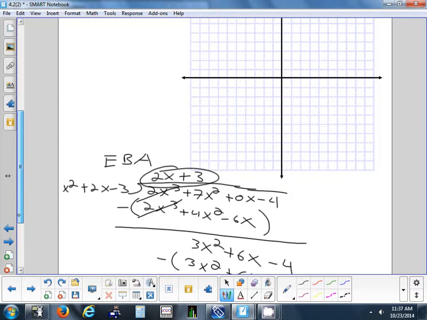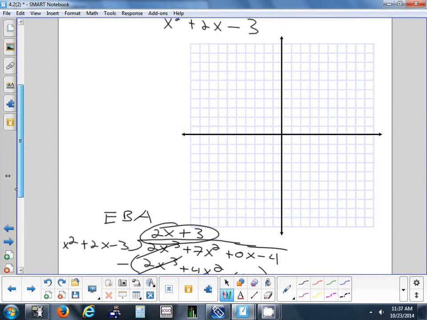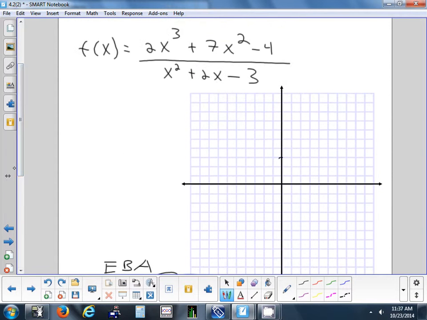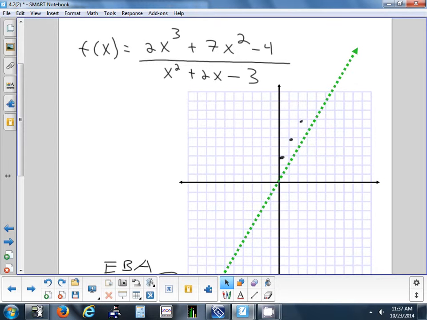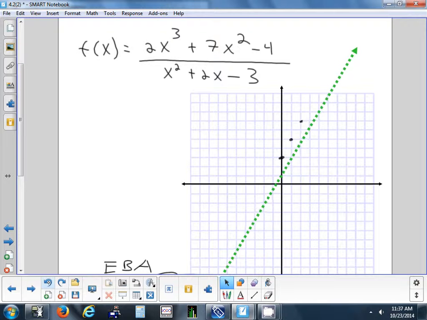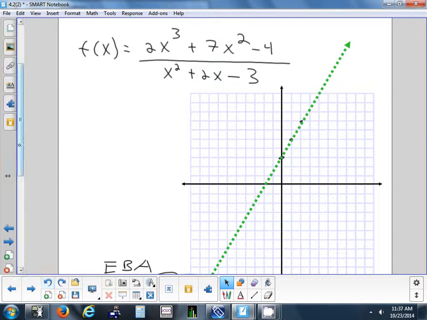Okay, so there's my end behavior asymptote. Let's draw in the line 2x plus 3. Y-intercept at 3, slope is 2. Up 2 over 1. So let's see, maybe about like that. Close enough. Now we need to find if there's any vertical asymptotes.